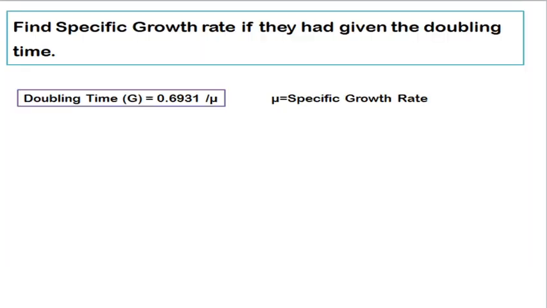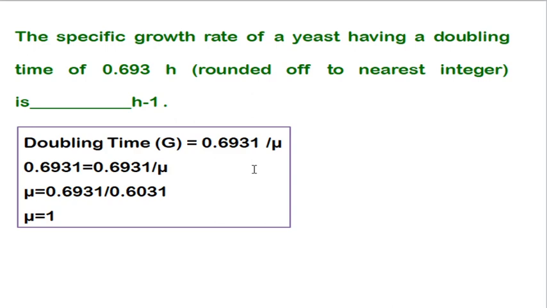Next question is that you need to find the specific growth rate if they have given the doubling time, or else if they have given the specific growth rate, you need to know how to calculate the doubling time. For finding either the doubling time or the specific growth rate, this is a universal formula. Doubling time, which is G, is equal to 0.6931 divided by mu. This mu is your specific growth rate. If they are asking you to find the specific growth rate, then mu is equal to 0.6931 divided by the doubling time. So the first problem is: the specific growth rate of yeast having a doubling time of 0.693 hour is thus.